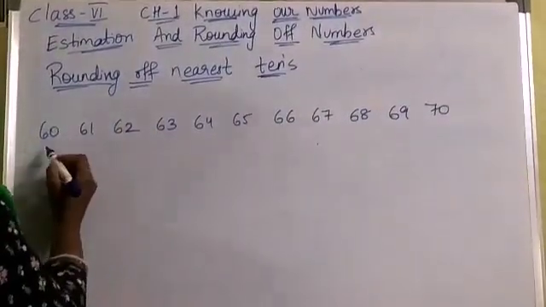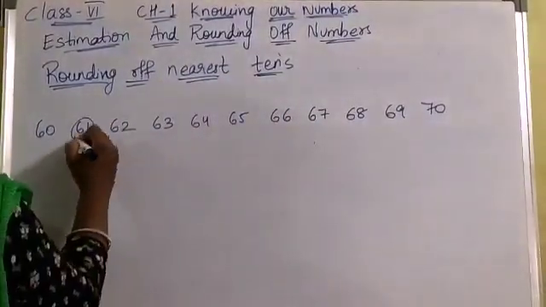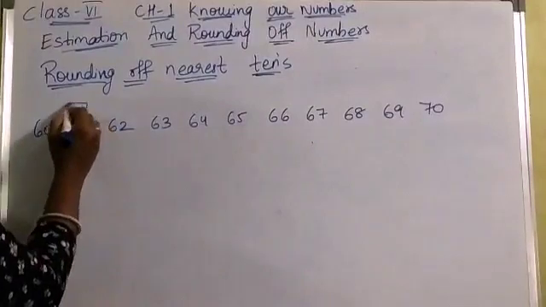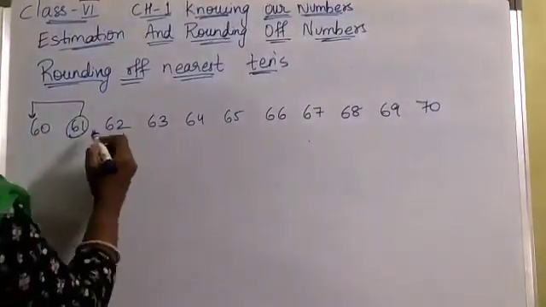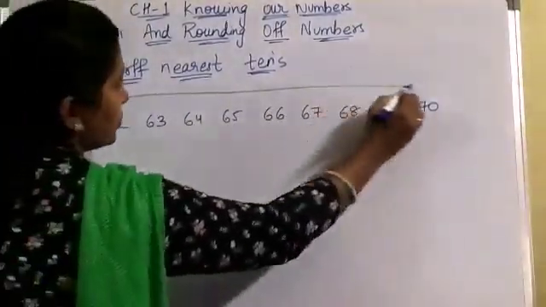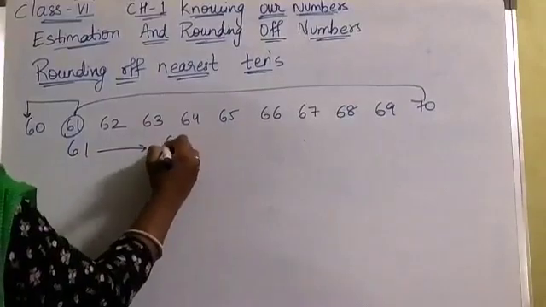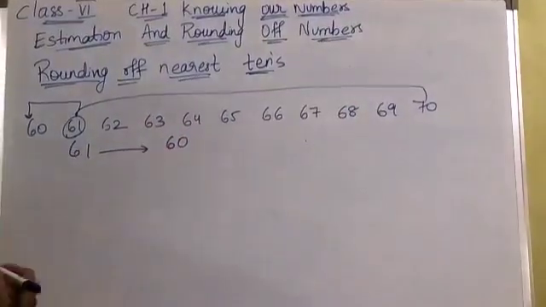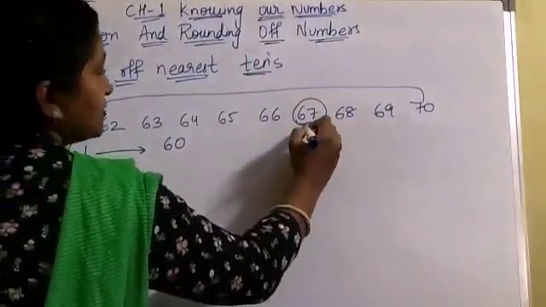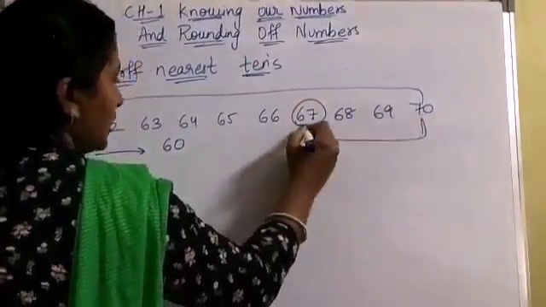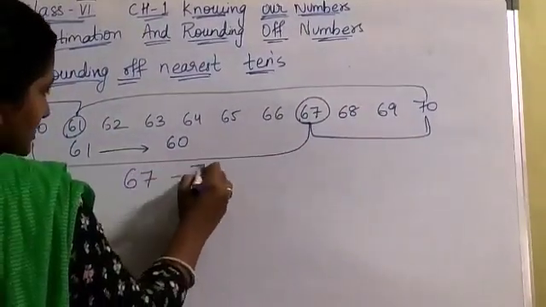See here I have written 60 to 70 numbers. Here first I will consider 61. 61 is very near to 60 when compared to 70. So here 61 will be rounded off to 60. Suppose if I take 67. 67 is very near to 70 when compared to 60. So 67 is rounded as 70.